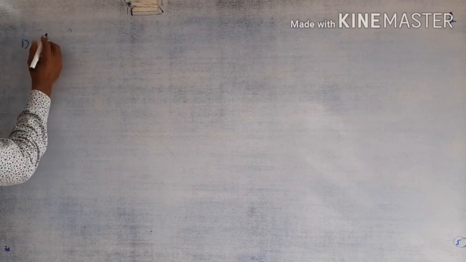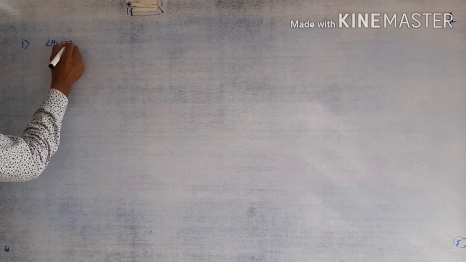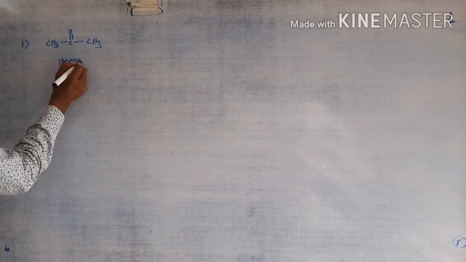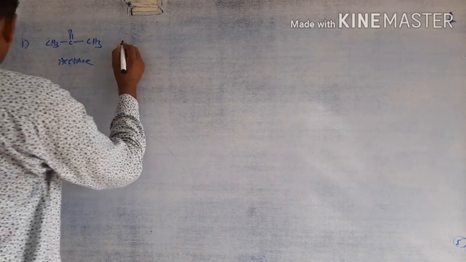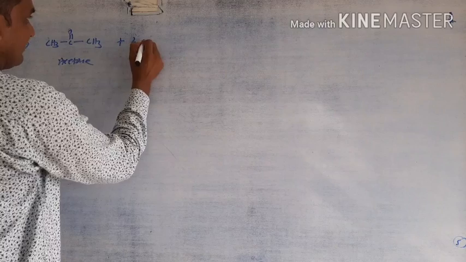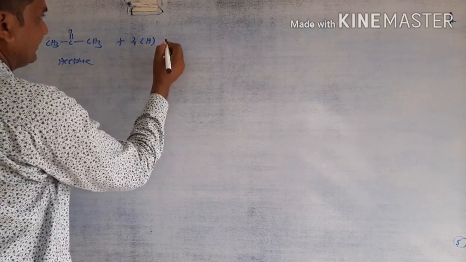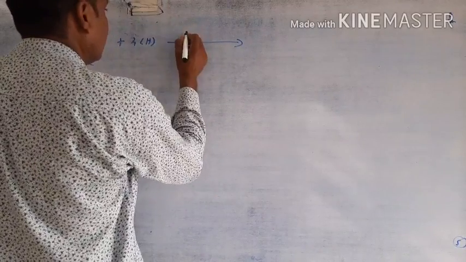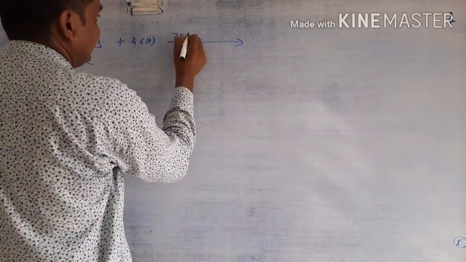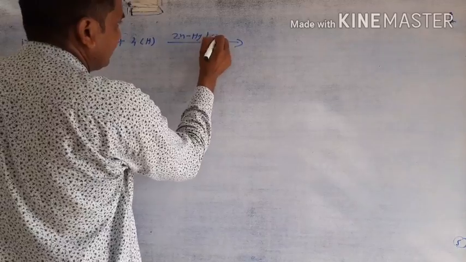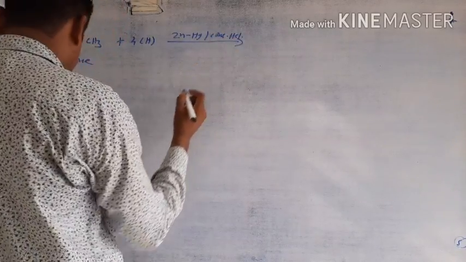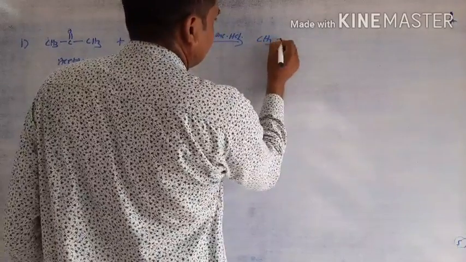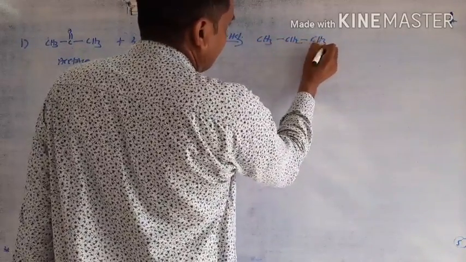First example, suppose that CH3COCH3, acetone, reacts with hydrogen, then Zn-Hg in presence of concentrated HCl and heat to give CH3CH2CH3.